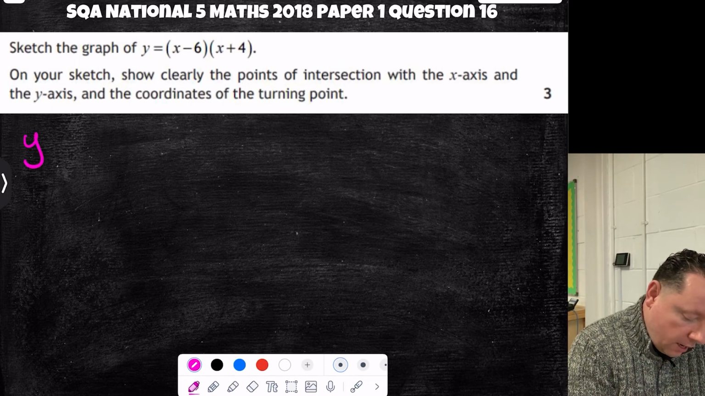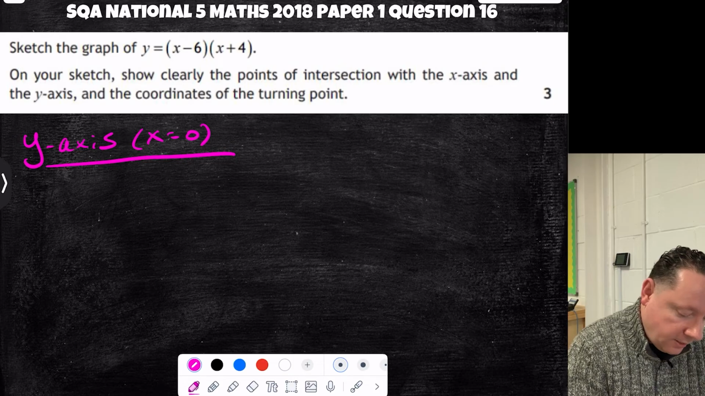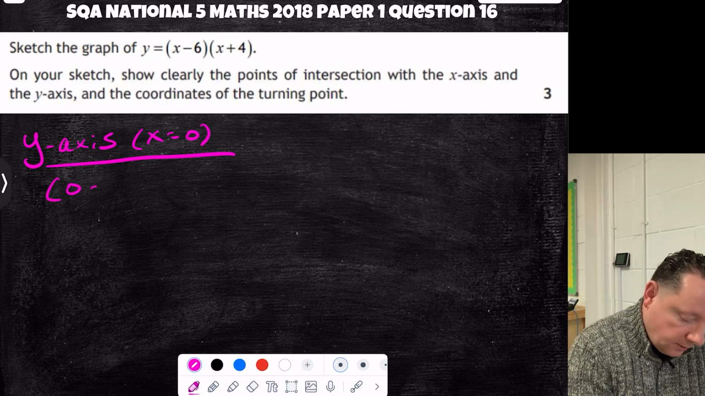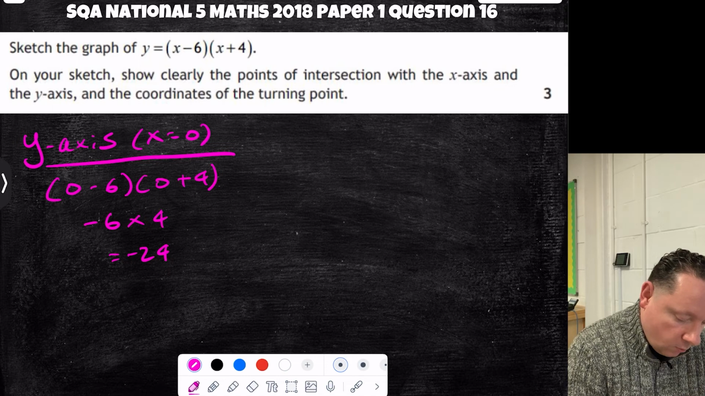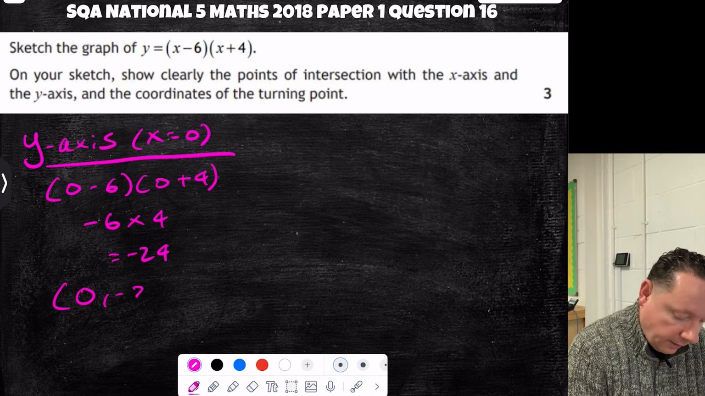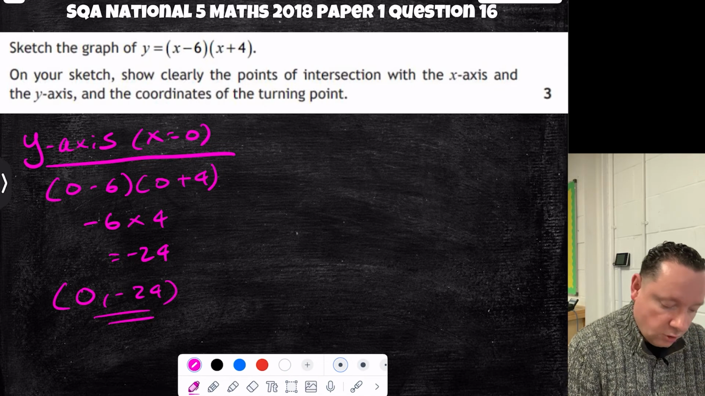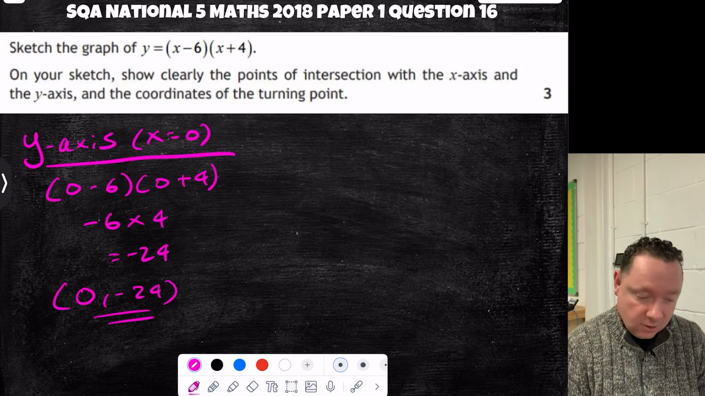So it cuts the y-axis when x equals 0, the other letter. So when x equals 0, we get (0 minus 6)(0 plus 4). So that's minus 6 times 4, which is minus 24. So it cuts the y-axis at (0, minus 24). There's our first thing.